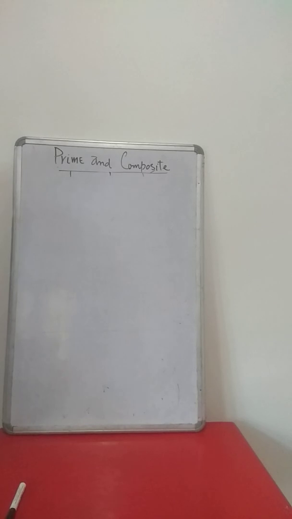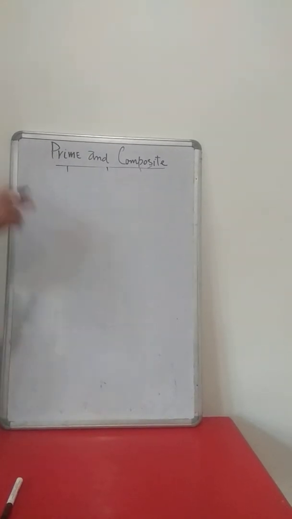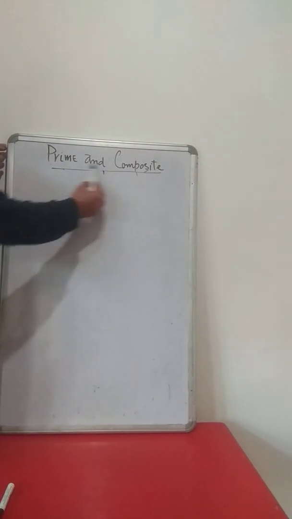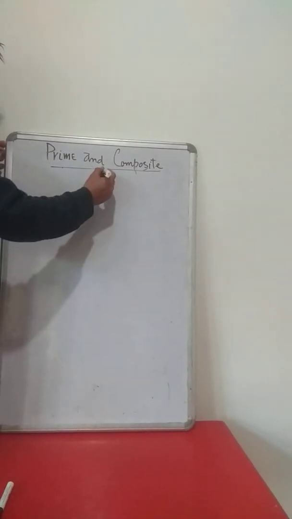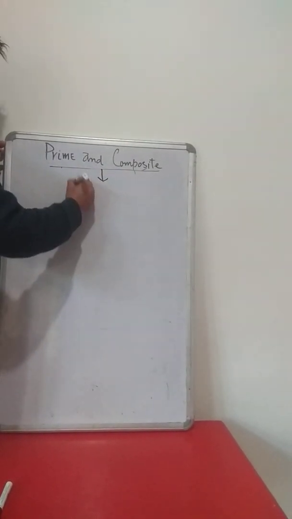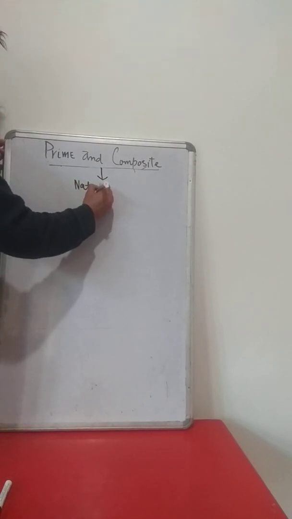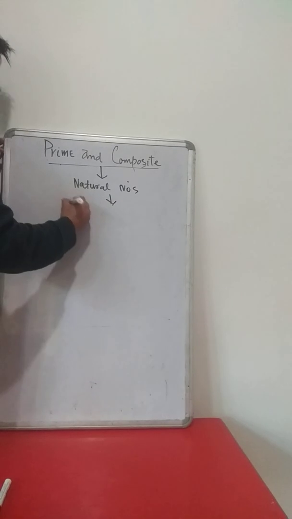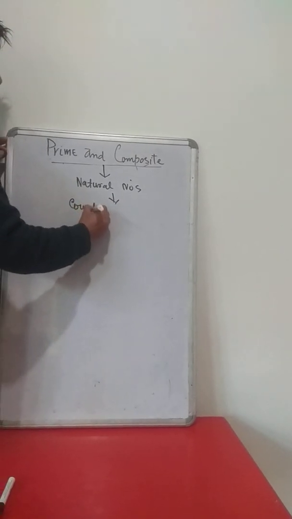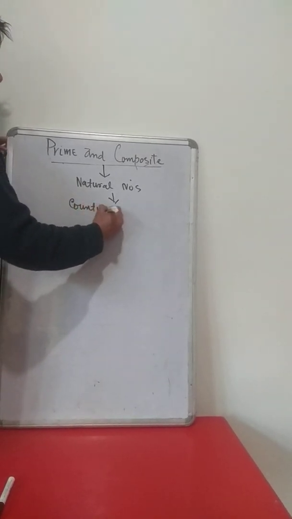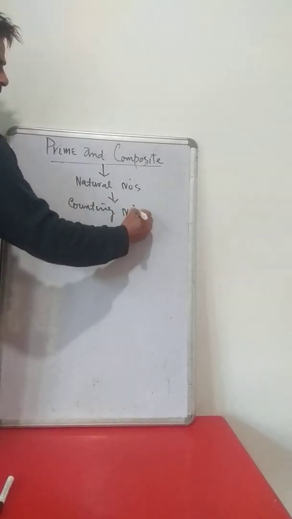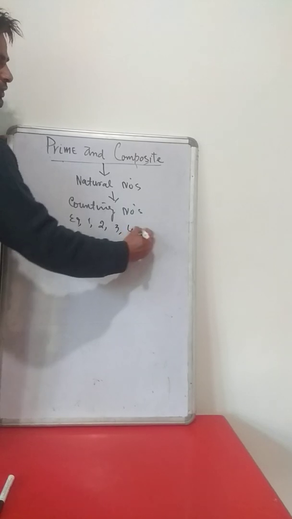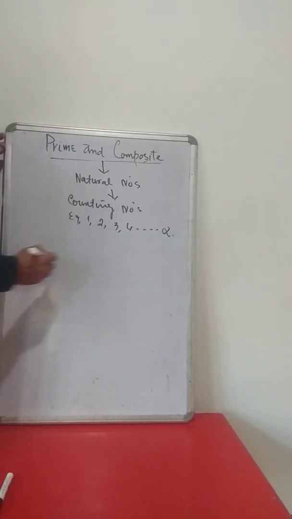Dear students of class 5th, today our topic is prime and composite numbers. So students, what are prime and composite numbers? Prime and composite numbers are actually natural numbers. Natural means all counting numbers beginning from 1. For example, 1, 2, 3, 4, and so on up to infinity are all counting numbers.